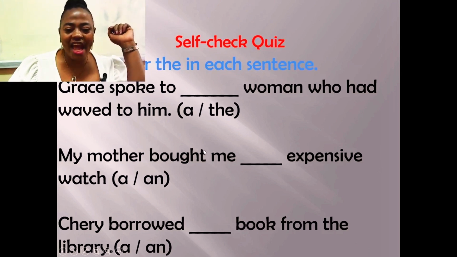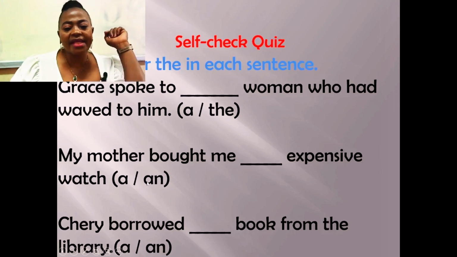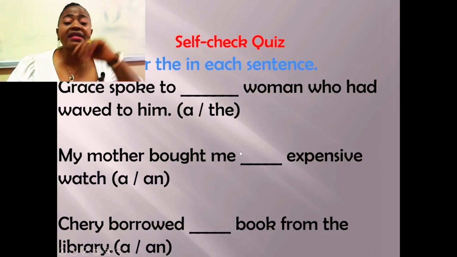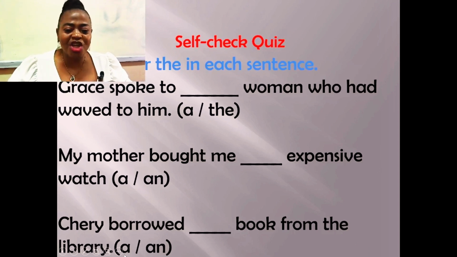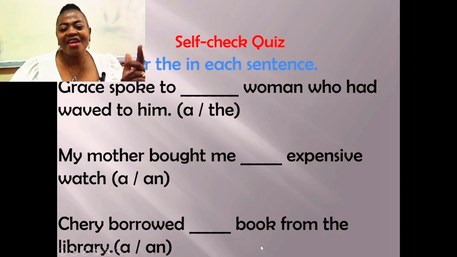Okay, I guess you got the answer correct. The correct answer is: my mother bought me an expensive watch, because expensive has the E sound. And the last question for our self-check is: Cherry borrowed blank book from the library.